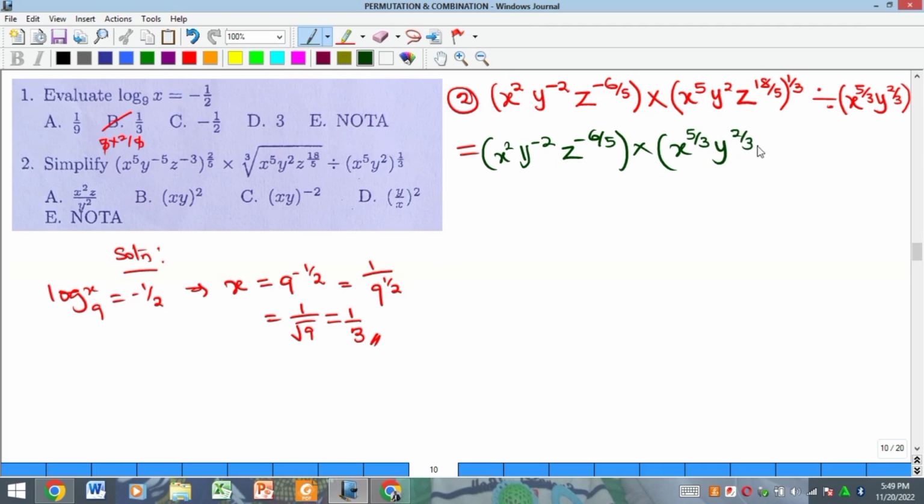Times z raised to the power of, if this 1 over 3 multiplies this 3, it will cancel this 18. And so you will have 6 over 5 left there. And this is divided by x raised to the power of 5 over 3 multiplied by 2 over 3.